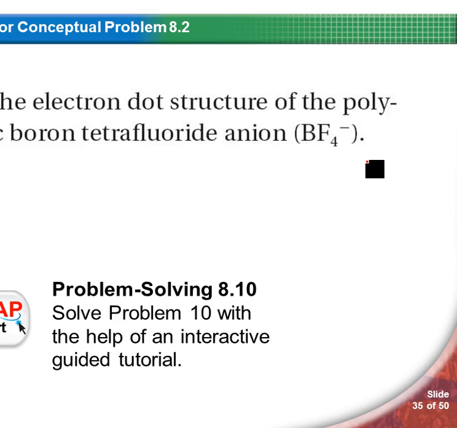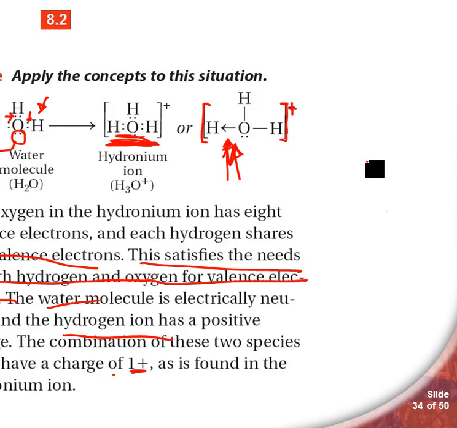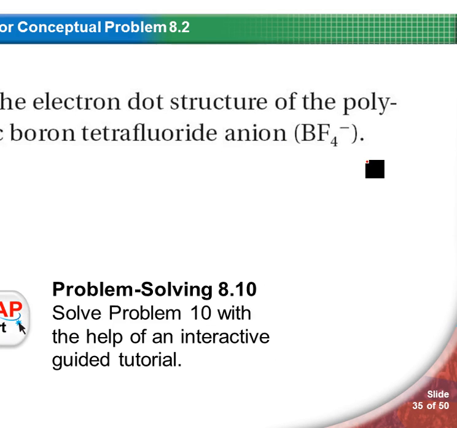All right, so let's do another one. Draw the electron dot structure of the polyatomic ion boron tetrafluoride. Wait, what? Is the whole thing negative or just the fluoride? The entire thing, the entire polyatomic ion. Here, this entire thing was positive. The entire thing is negative in this case.